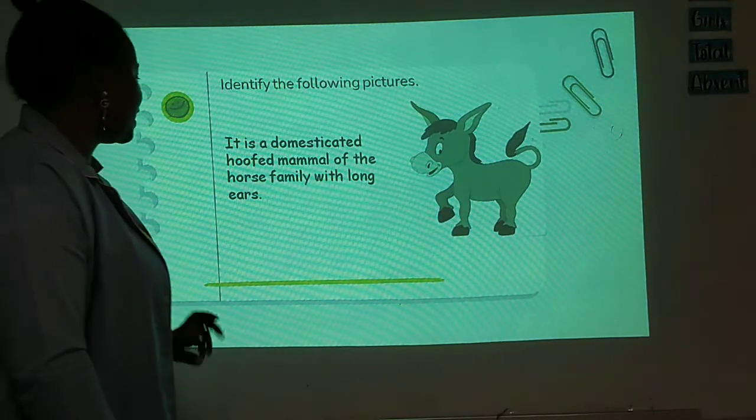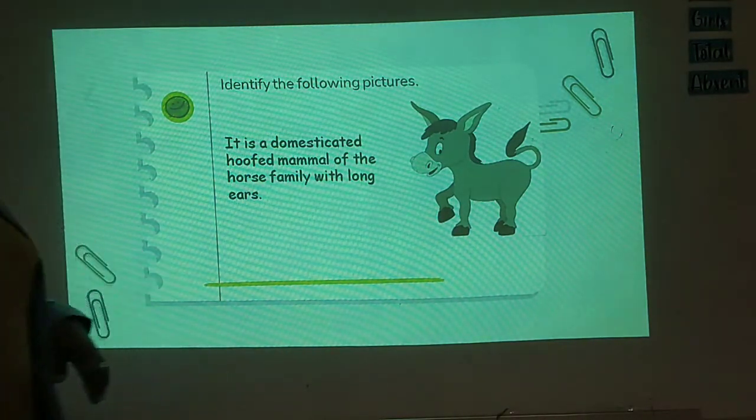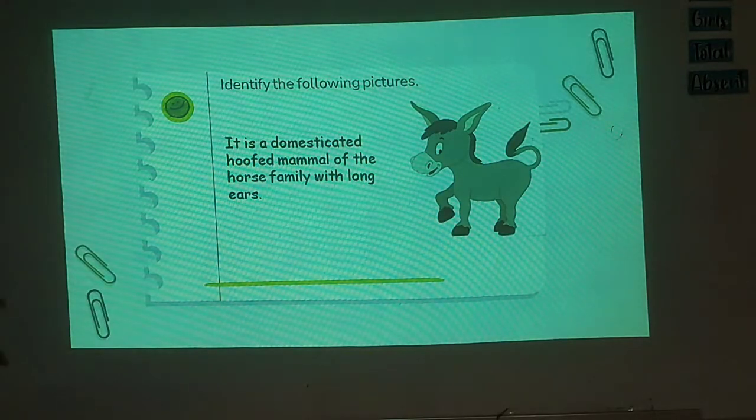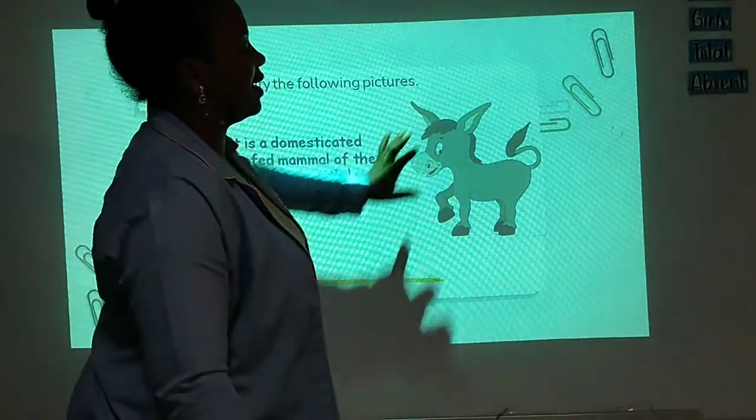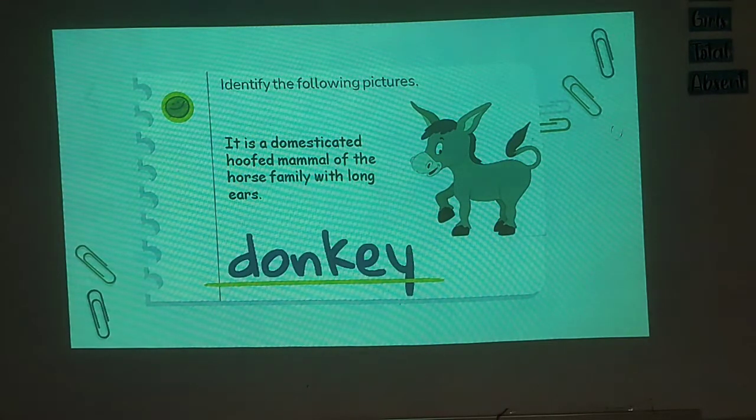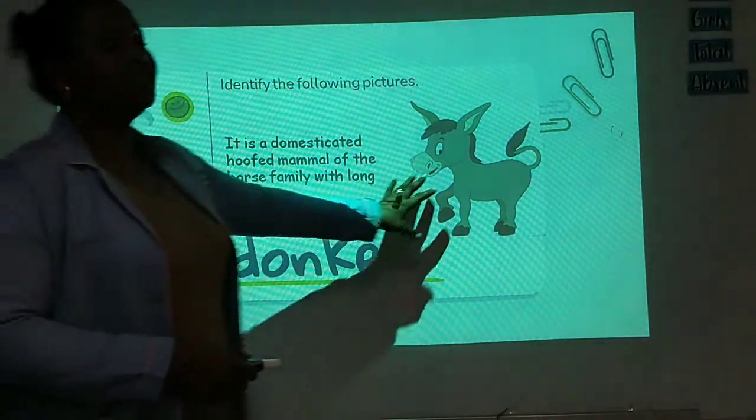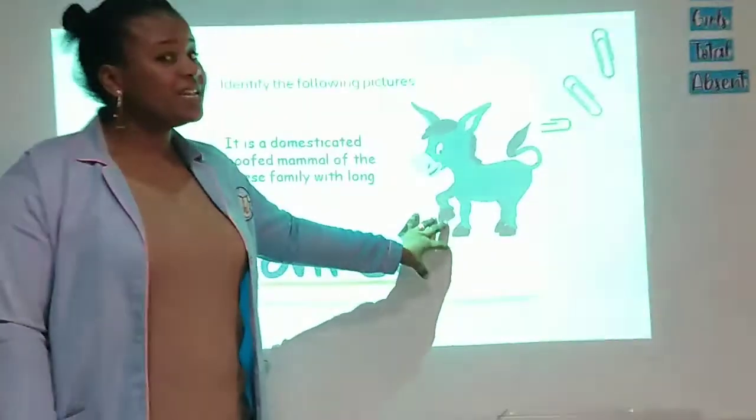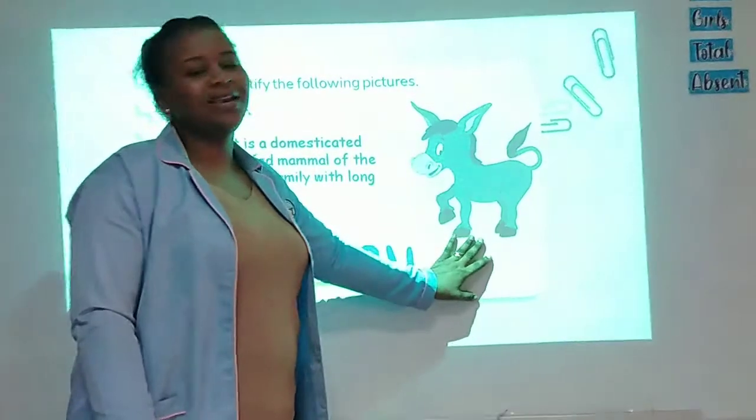It is a domesticated hoofed mammal of the horse family with long ears. It looks like a horse, right? It belongs to the horse family. So what's the name? It is called donkey. So this is donkey. For those of us that have not really seen the picture of donkey, here it is.